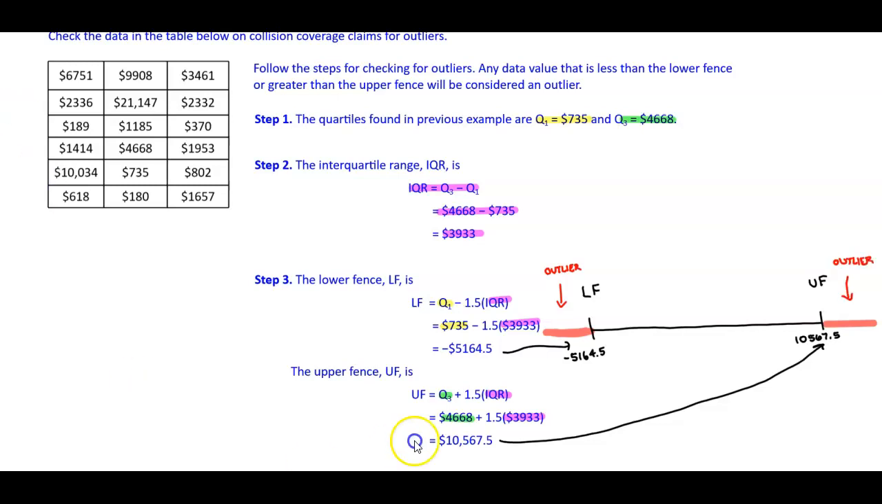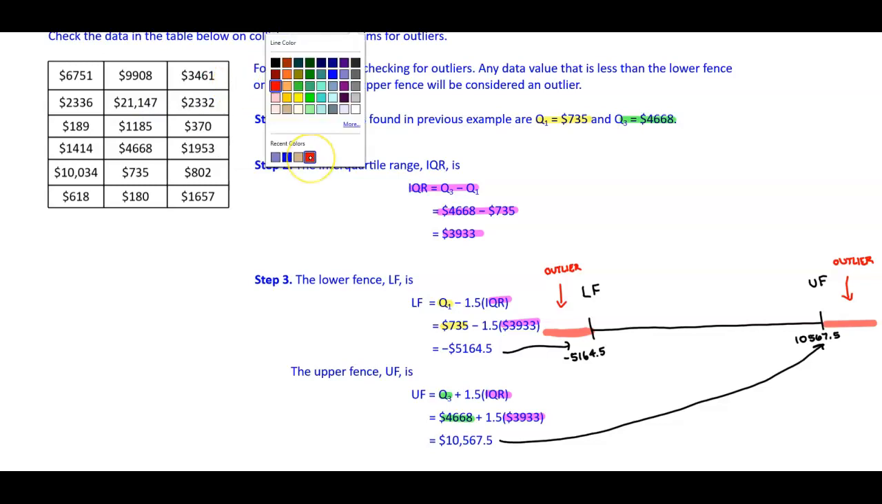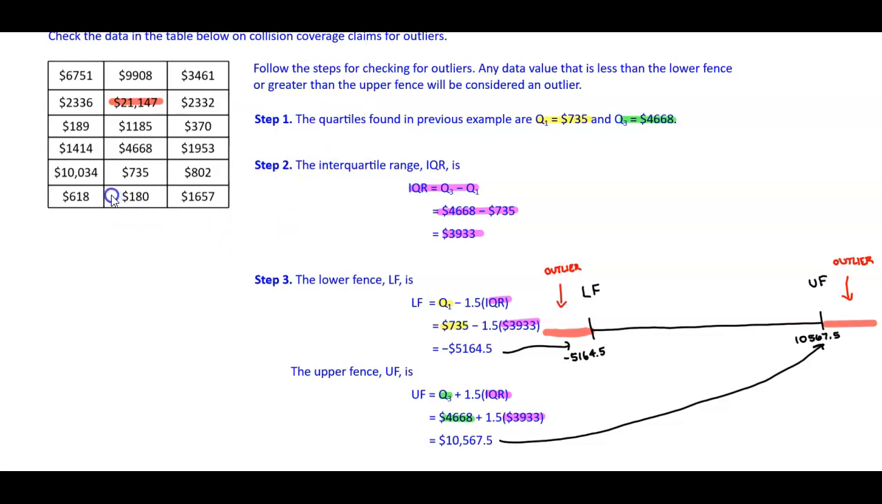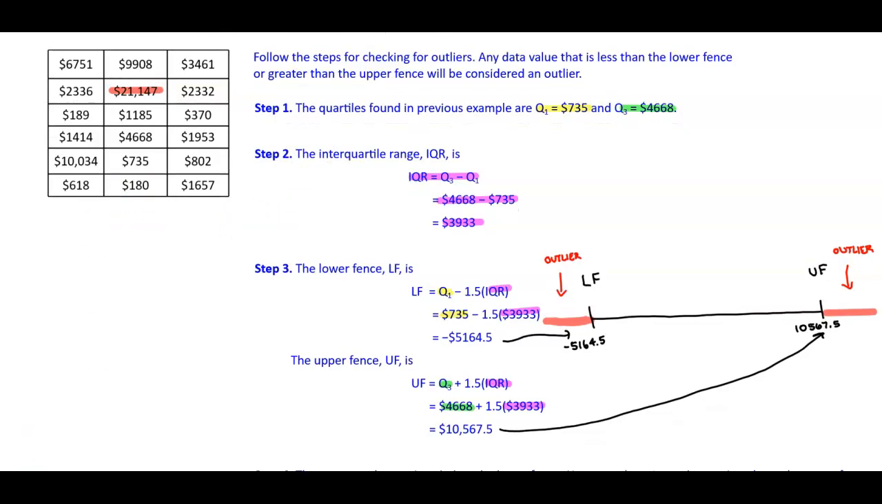So we need to look at our data set. Are there any numbers that are less than negative 5,164.5? If we look at these numbers, we do not have any numbers that are less than that. Then we need to determine, are there any numbers greater than 10,567.5? The largest number is 21,147, which is larger. Are there any other numbers outside of that? We just have one.